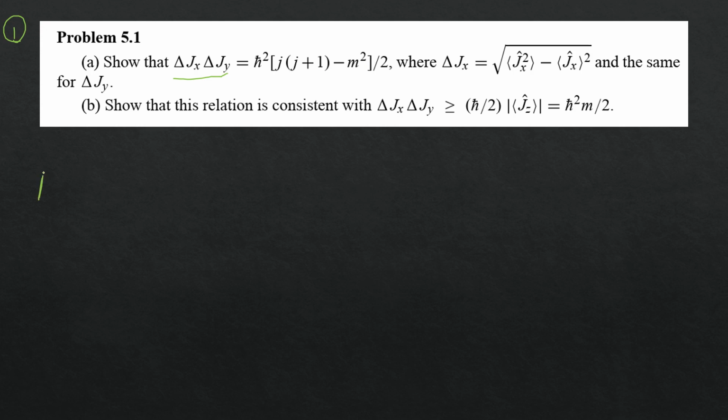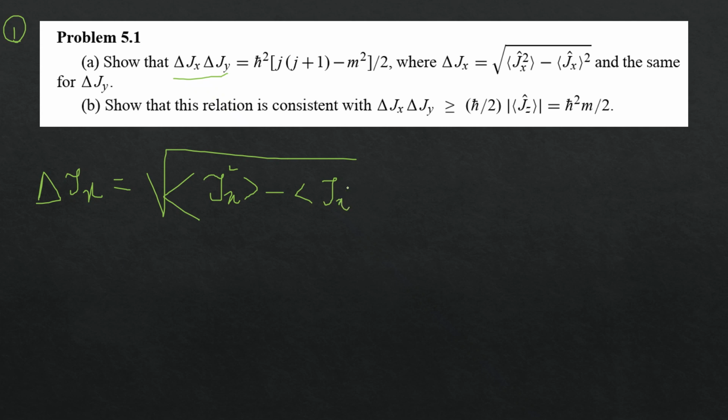First of all, what is ΔJx? ΔJx is given here also: the square root of the average of Jx squared minus the square of the average of Jx. ΔJy is the same kind of thing. If we calculate ΔJx, we'll substitute the same in ΔJy. First of all, the expectation value of Jx is 0. The expectation value of Jx and of Jy, if you calculate, will always be 0, right?